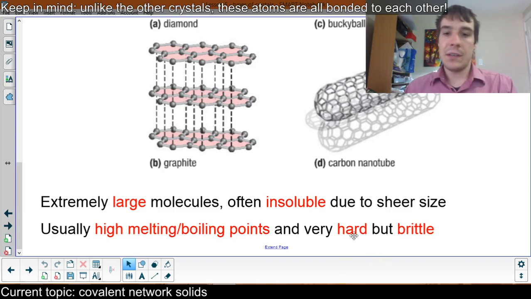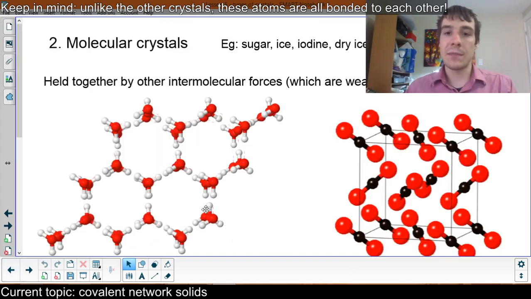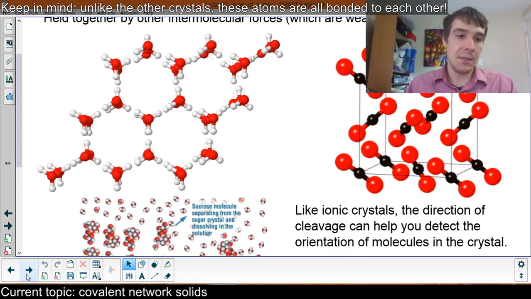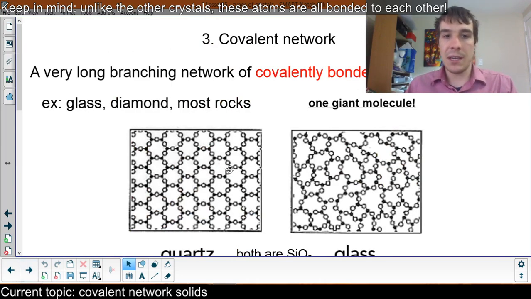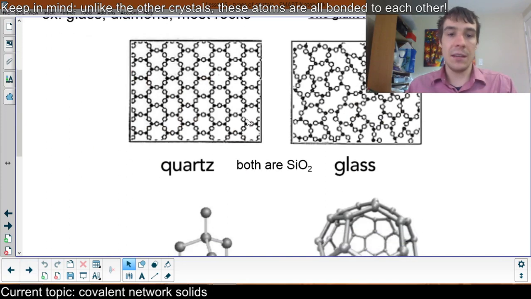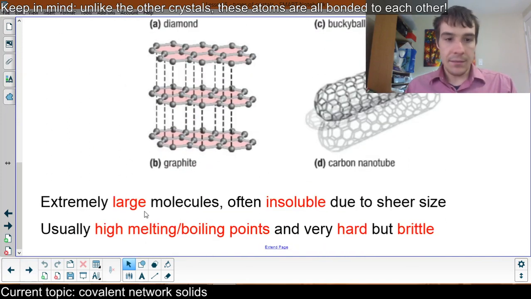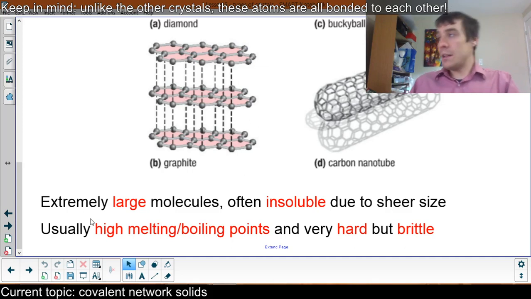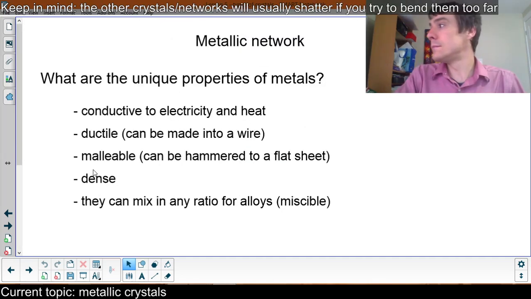And they're very, very hard, but they're brittle for the same reasons that the other crystals are brittle, because the strength comes from the regular arrangement of atoms, and once you move it out of arrangement even a tiny bit, the crack can propagate through the entire thing. Last is going to be metals, so let's set up for metals.